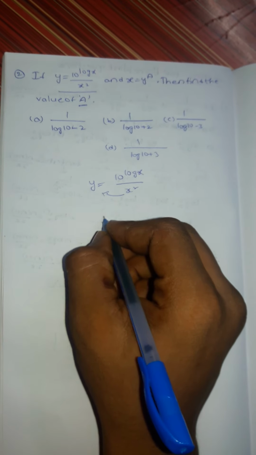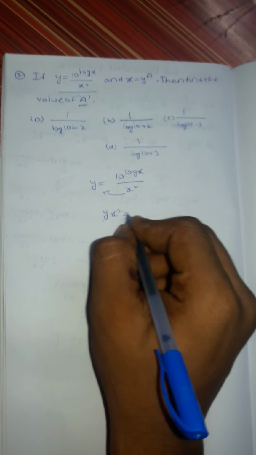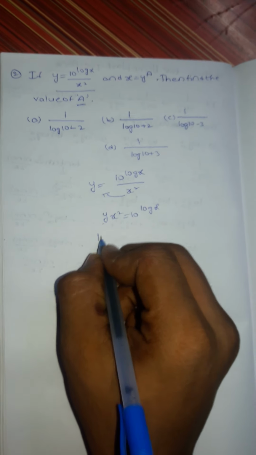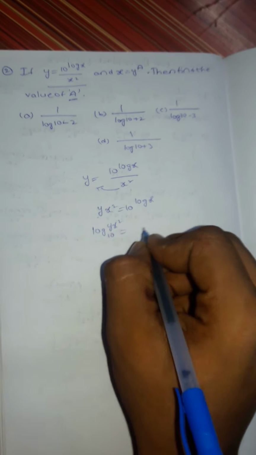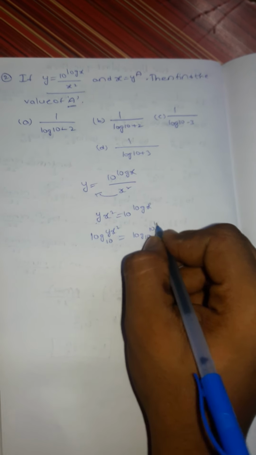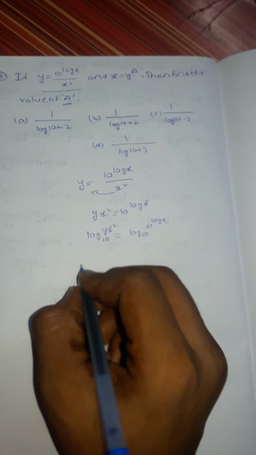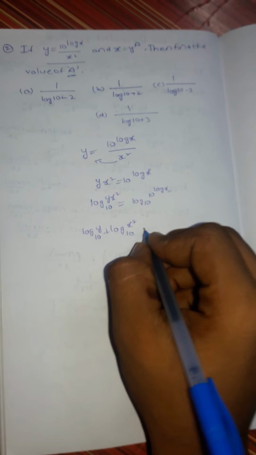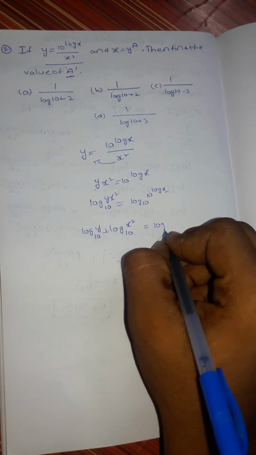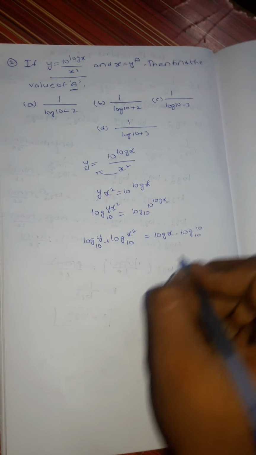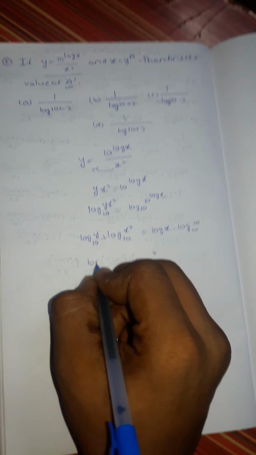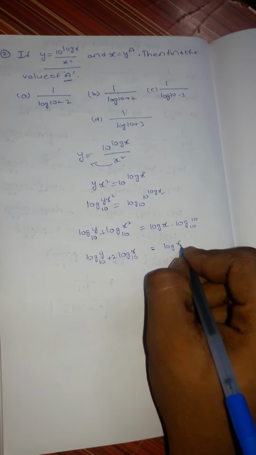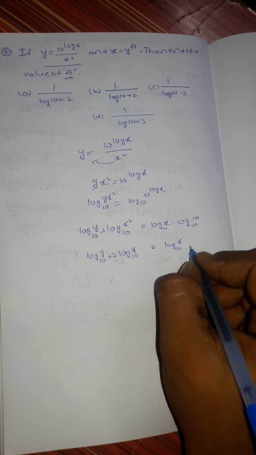Multiply this x square with x, that is y x square will be equal to 10 power log x. Taking log on both sides to the base 10, we get log y x square to the base 10 is equal to log 10 power log x to the base 10. That is, we get log y base 10 plus log x square base 10 is equal to log x into log 10 base 10. This can be written as log y to the base 10 plus 2 log x to the base 10 is equal to log x to the base 10. Log 10 base 10 is simply 1.